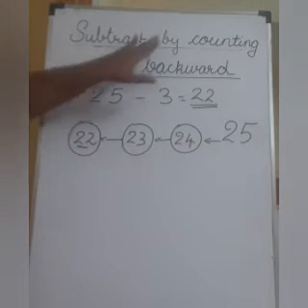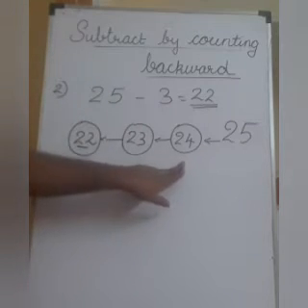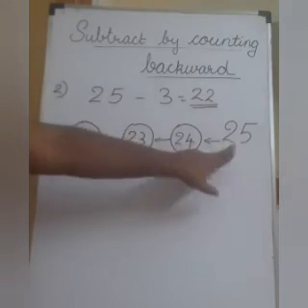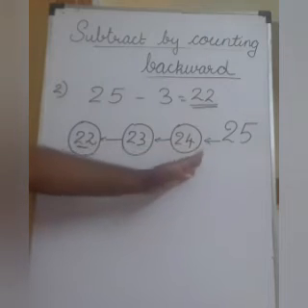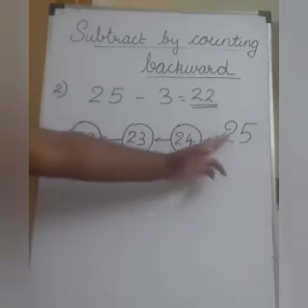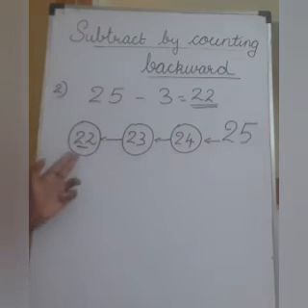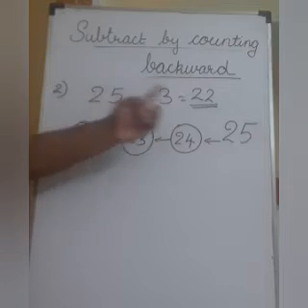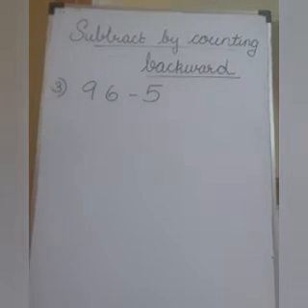For doing the subtraction by counting backward, first we draw the 3 circles and then we write the first number, that is 25, at last. After that, we count 3 numbers before 25. Before 25, it is 24, then 23 and 22. Then we write that 22 is the answer. Is it clear, my dear kids?